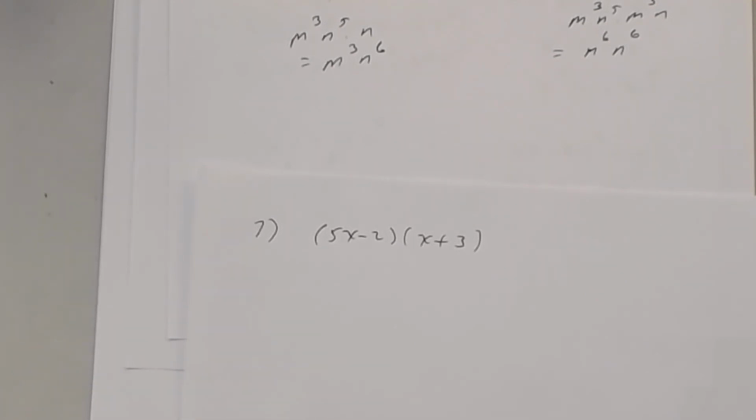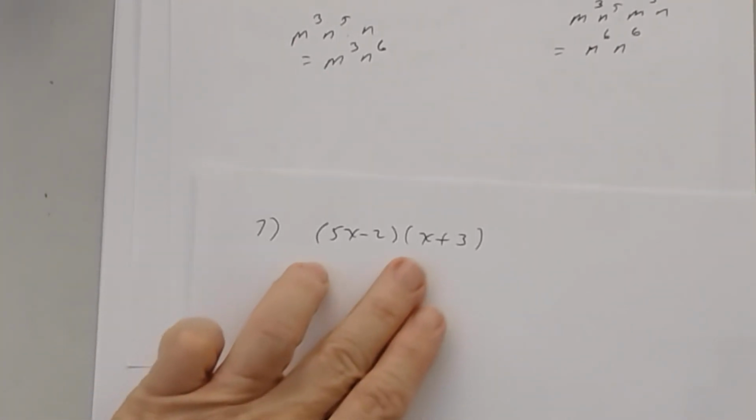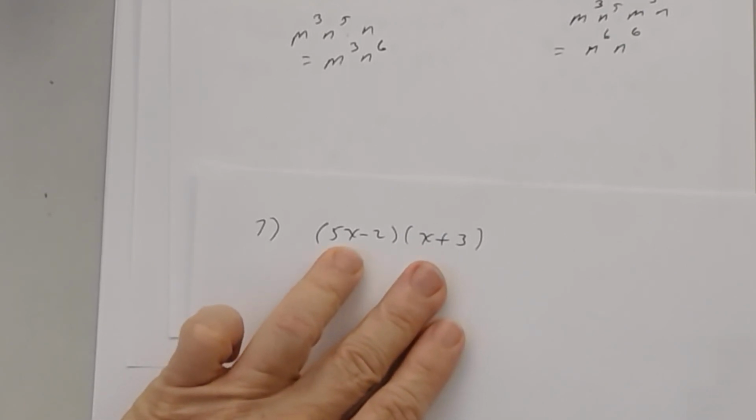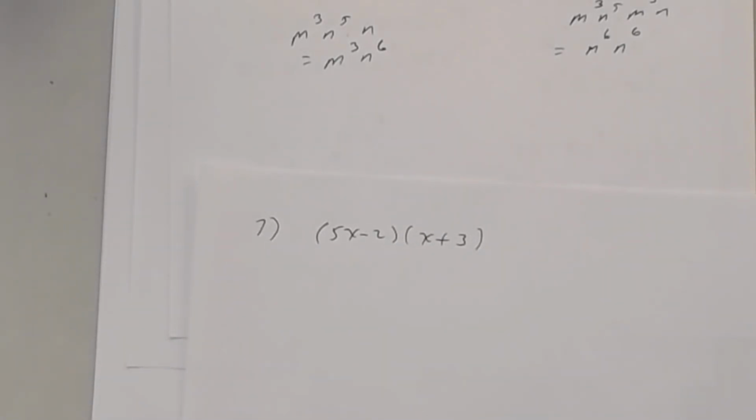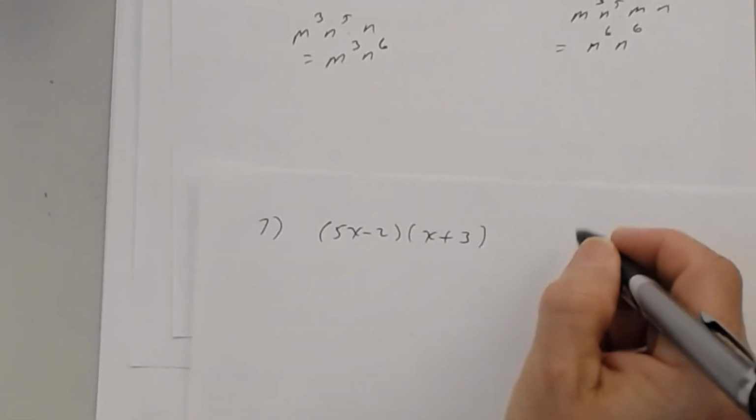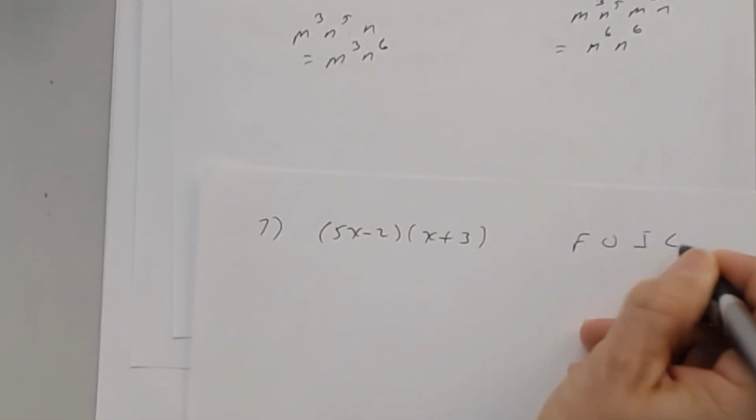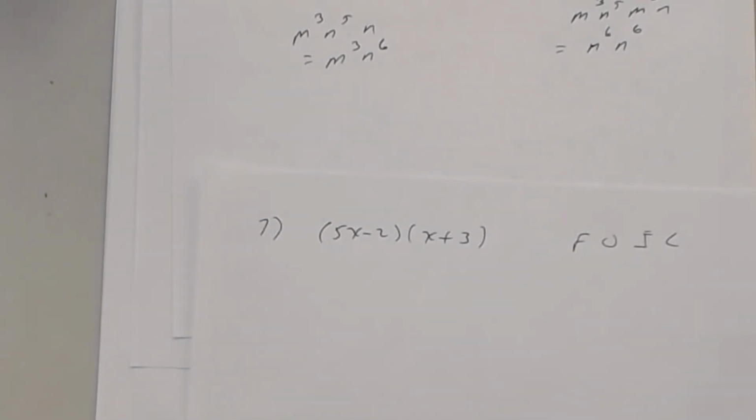In number 7, you don't have a monomial times a polynomial. It's not written like the others. What you have here is a binomial times a binomial. So remember, when you have a binomial times a binomial, what's the best way to multiply a binomial times a binomial? FOIL. F-O-I-L. Remember that? FOIL? Now, the FOIL method does involve the distributive property.